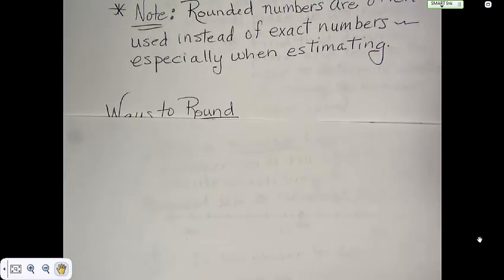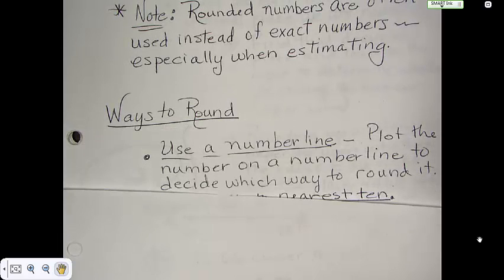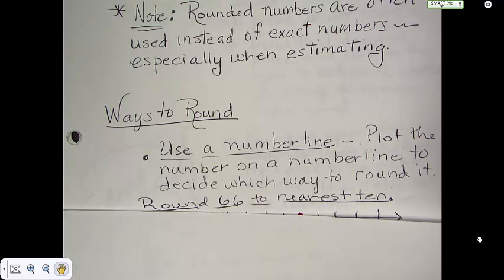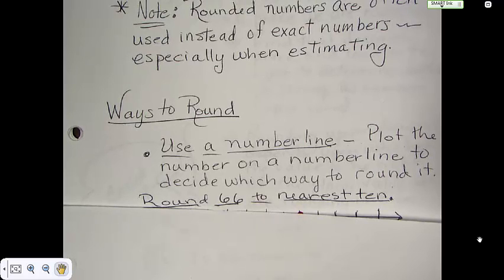Now, there are a couple really good ways to round. One way, not as practical maybe as others, is to use a number line. Plot the number on a number line to decide which way to round it.